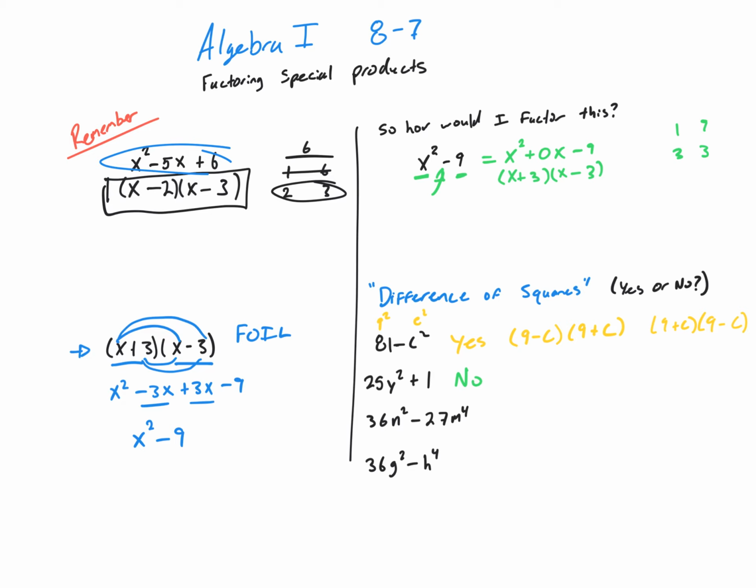Okay, what about this next one? Is 36 a perfect square? Yes. Is n squared a perfect square? Yes. Is m to the 4th a perfect square? Yes, it is, because m squared times m squared gives me m to the 4th. But what about 27?